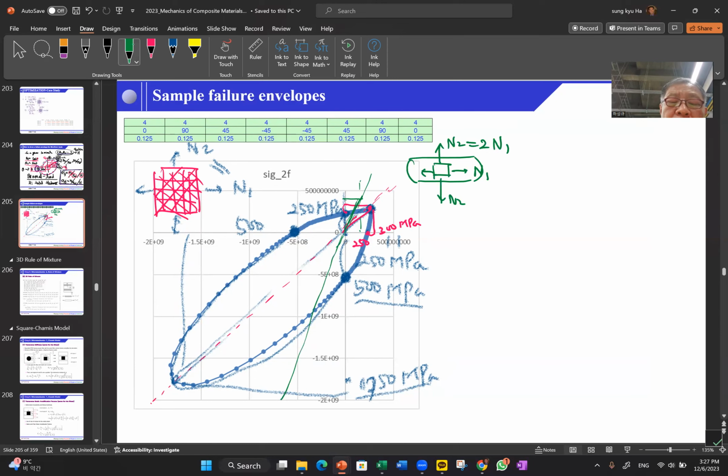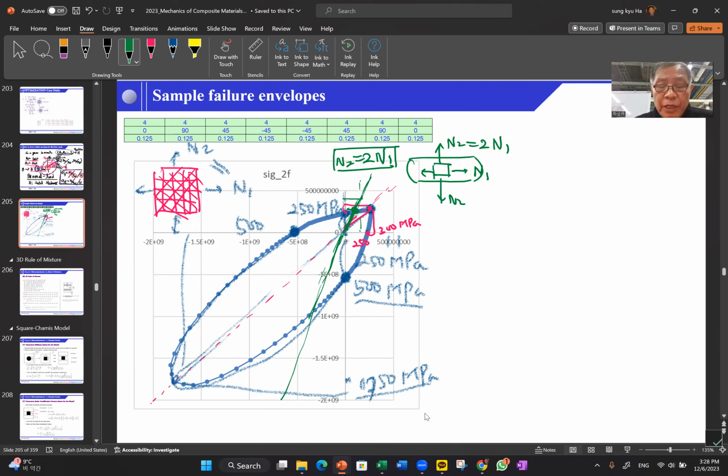I would say N2 equals 2 times N1. So this is the line. Since it's a tension, that is the strength when we make the quasi-isotropic. So this is the strength. As you can see, it is a little bit higher than the uniaxial strength. So it's good to understand where we are, the point in the failure envelope.